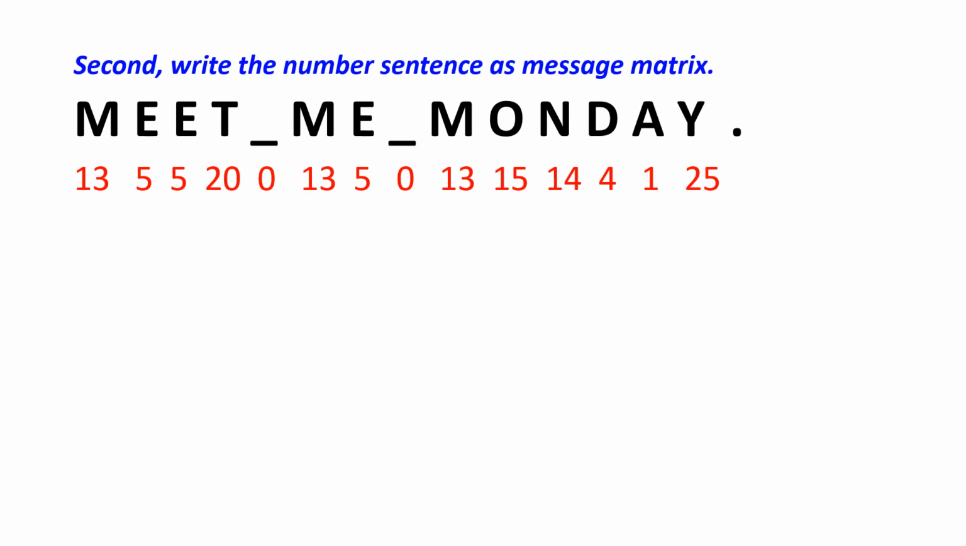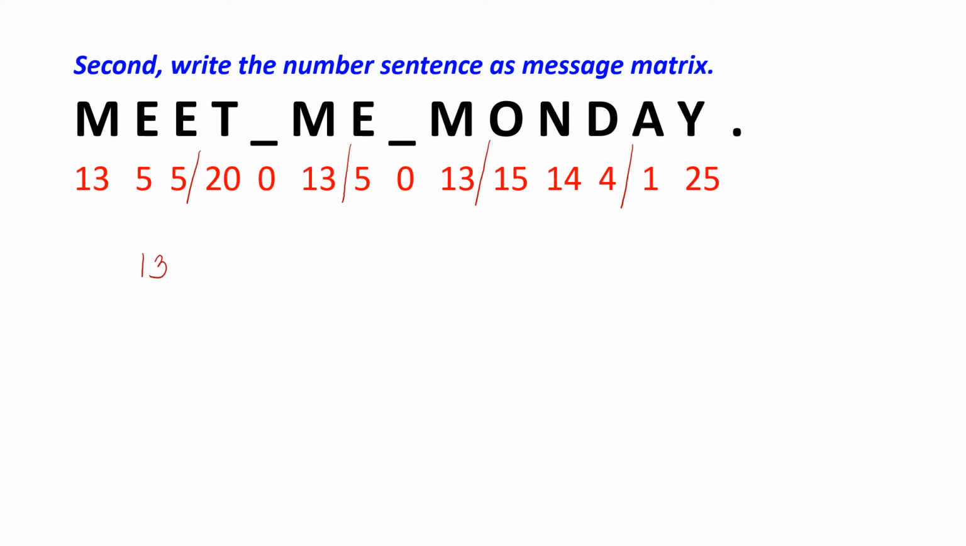Given the numerical equivalent of each letter taken from the character key, the next thing that we should do is to write the number sentence as a message matrix. You have to remember that since you are the one writing or encoding the message, you can write the matrix in 2, 3, or 4 columns. But for this example, let us write this into a matrix with 3 columns. So we have to divide this by 3, and then write this in matrix form.